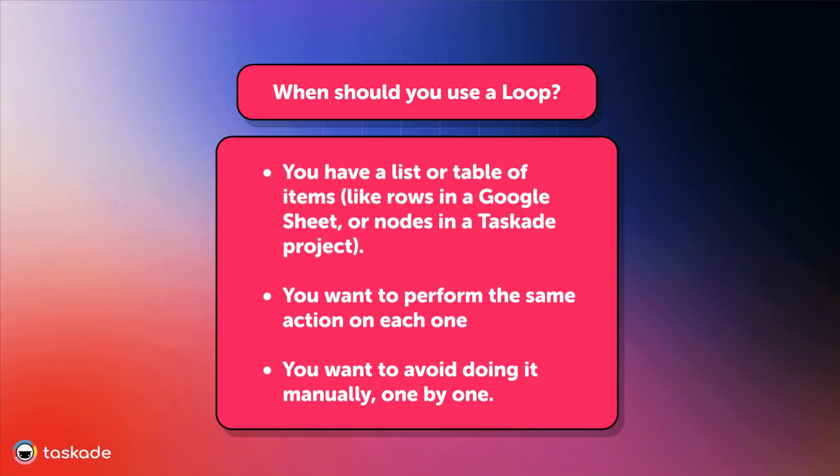When should you use a loop? Loops are great when you have a list or table of items, like rows in Google Sheets or notes in a Taskade project. You want to perform the same action on each one, like send a message, create a task, or update something. And of course, you want to avoid doing it manually, one by one.